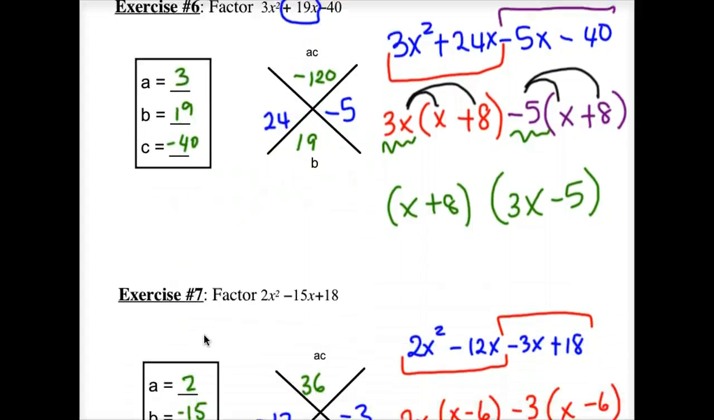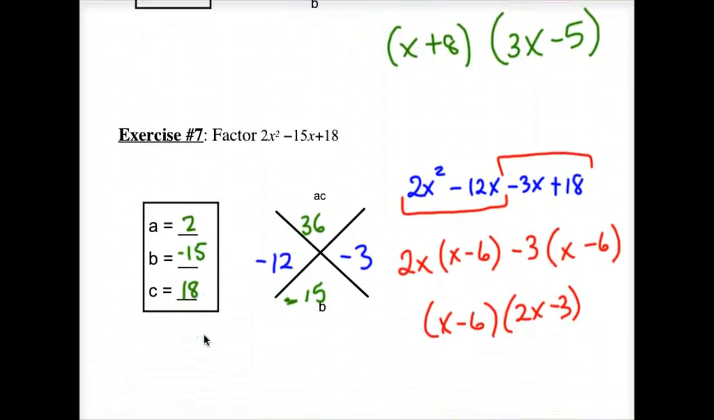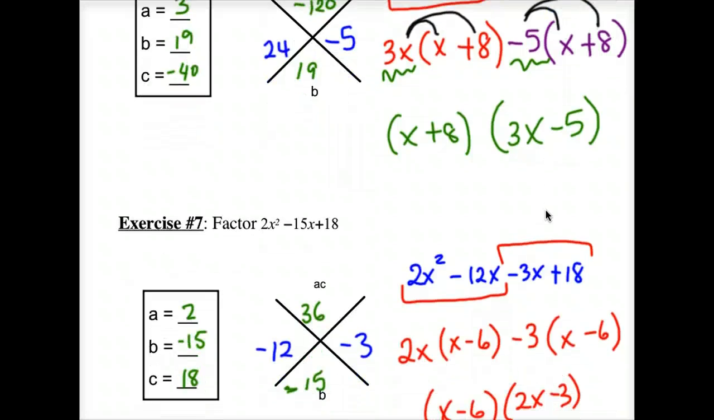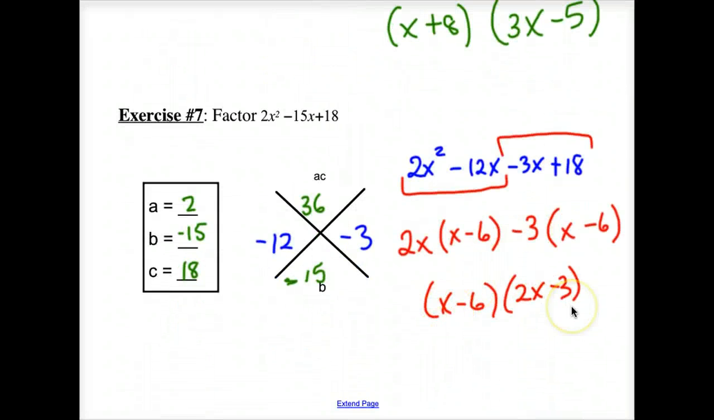So now that you had a chance to try, did you get your answer as x minus 6 and 2x minus 3? Remember, a times c is negative 36, and b is negative 15. And I find my two numbers, replace my b term, and then I factor out what they had in common. So now that I did that, I want you to go ahead and try the rest on your own.